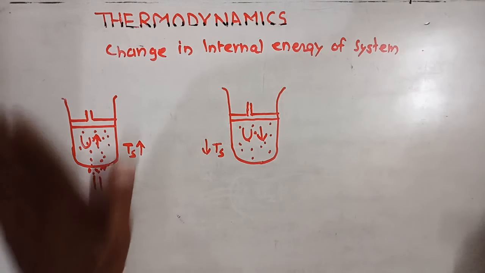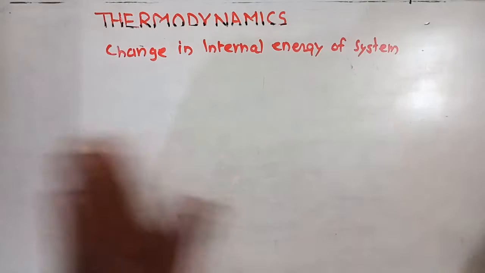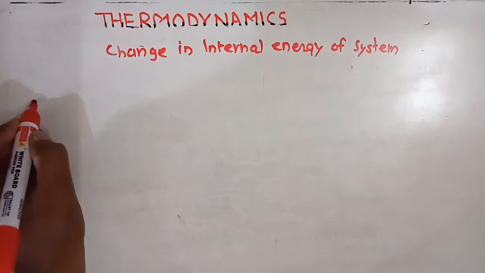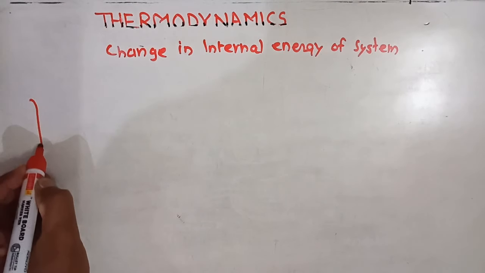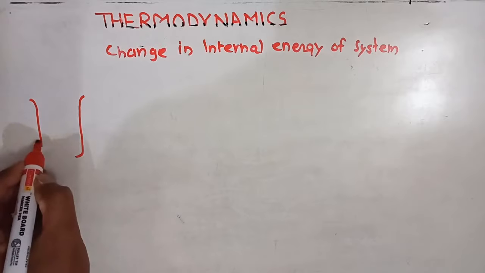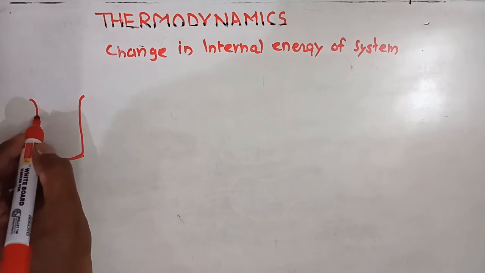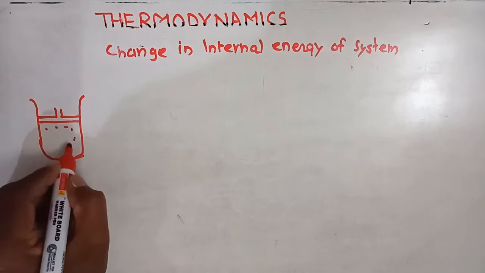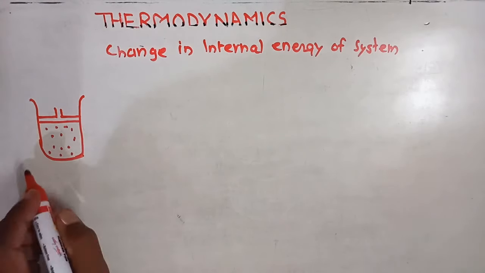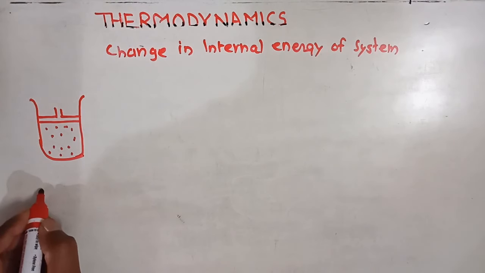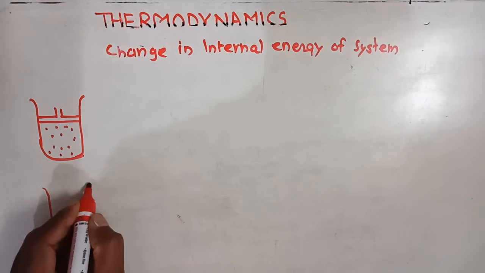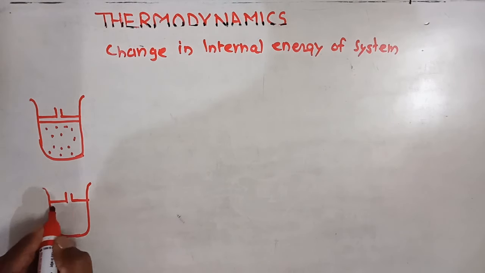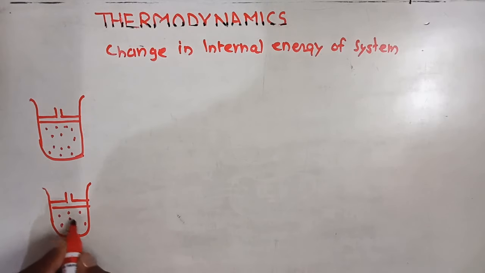There is another way to change the internal energy of a system. Again let us consider we have the same piston. Suppose this is the piston, and suppose this is the cylinder. The cylinder has this piston. This cylinder has a gas, and we have another cylinder which has a piston. The cylinder is filled with gas. Suppose this is the gas.